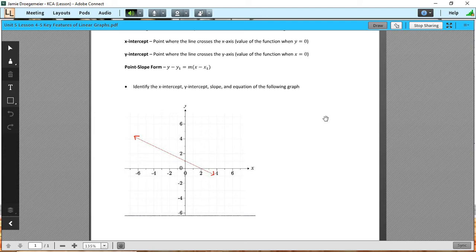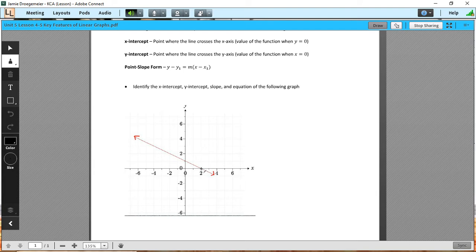And so I'm just going to walk you through a few different forms of that equation for this line. So first of all, let's answer the questions that we have here. So our x-intercept, where does this graph cross the x-axis?